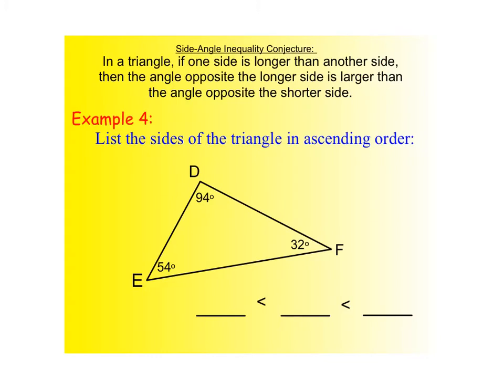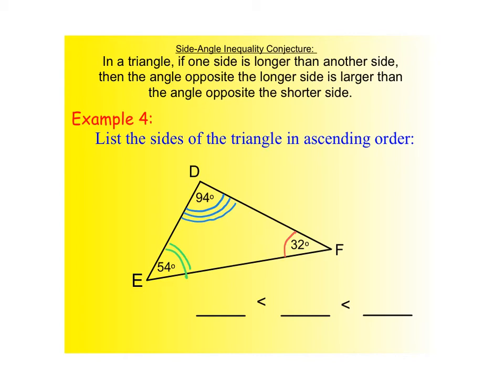Here we have the side angle inequality conjecture. In a triangle, if one side is longer than another, then the angle opposite the longer side is larger than the angle opposite the shorter side. So let's identify the smallest and biggest angles in the triangle below. Clearly 32 is the smallest angle. 94 is the biggest angle. And that leaves 54 right in between.